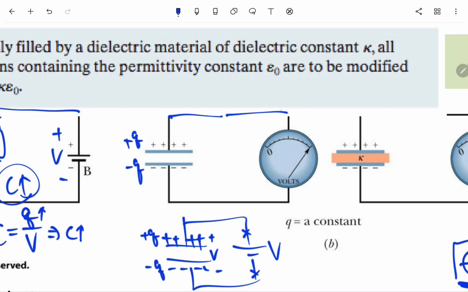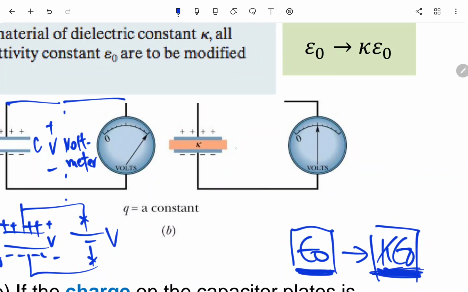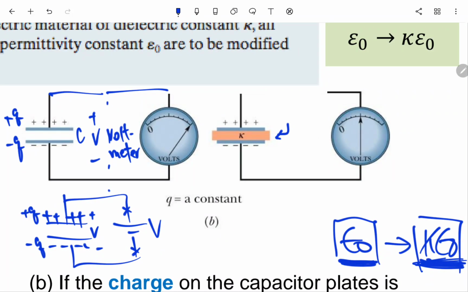And then we try to connect a voltmeter. A voltmeter is an instrument for measuring voltage, to see how the voltage changes. At first there should be no change, because C hasn't changed, C is still the original C, so V is still maintained at V. Okay, so in that case, we try to also plug in this dielectric between the capacitor plates. In such a way, the Q doesn't change either.